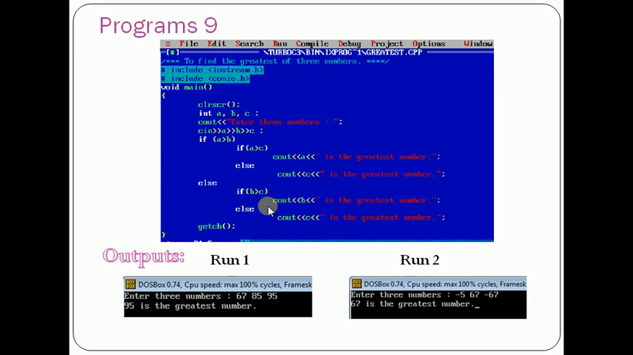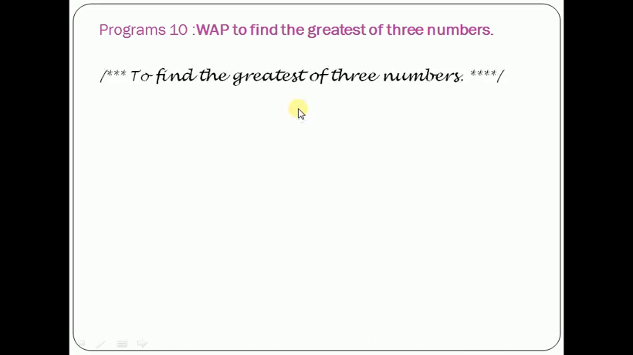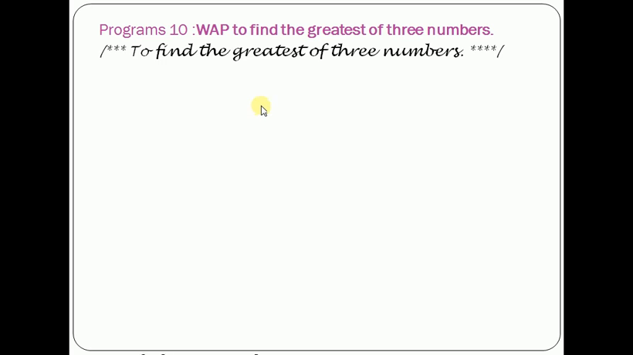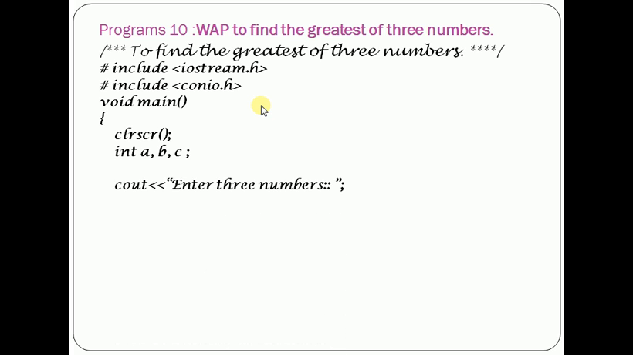Now, let's see the same program using a different construct, that means using the if-else ladder. In the same way, we have included header files and the main function. Within that, we have declared the variables and asked the user to enter the numbers. Then that is accepted into A, B and C.